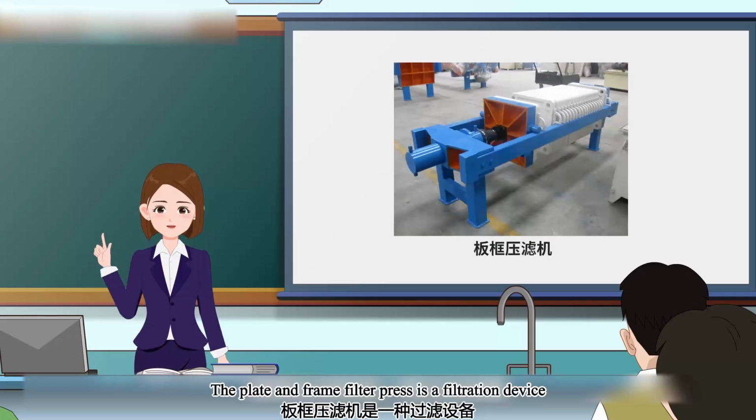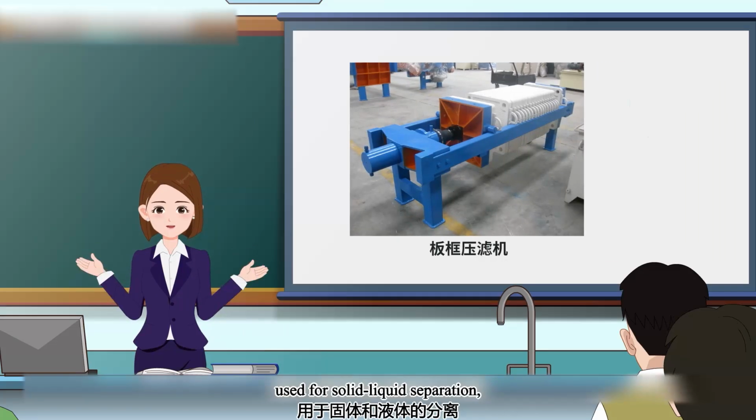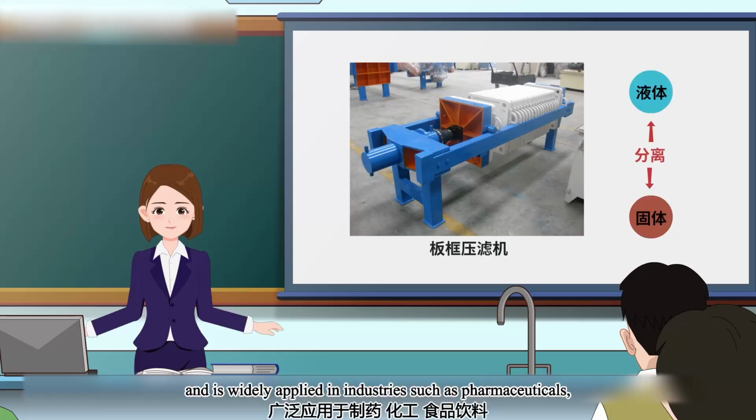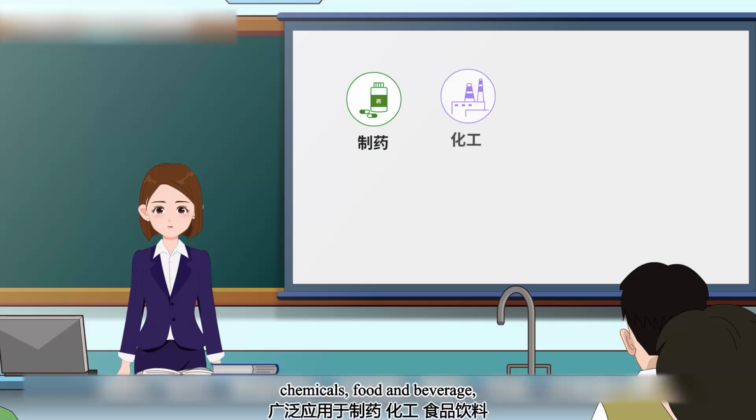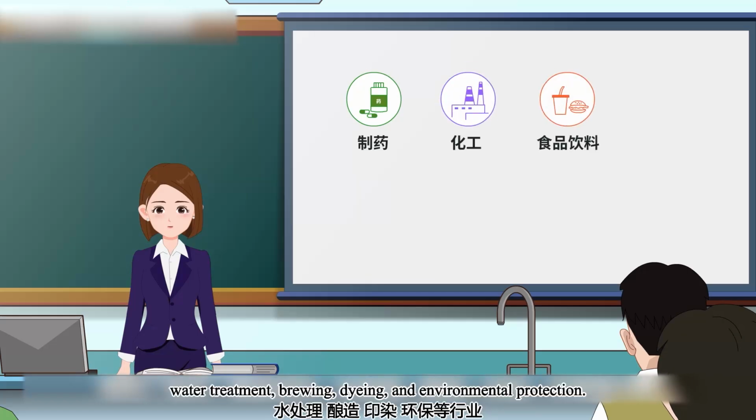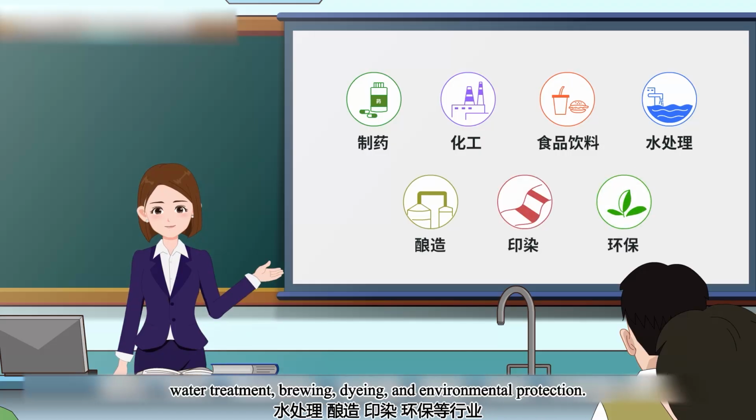The plate and frame filter press is a filtration device used for solid-liquid separation and is widely applied in industries such as pharmaceuticals, chemicals, food and beverage, water treatment, brewing, dyeing, and environmental protection.